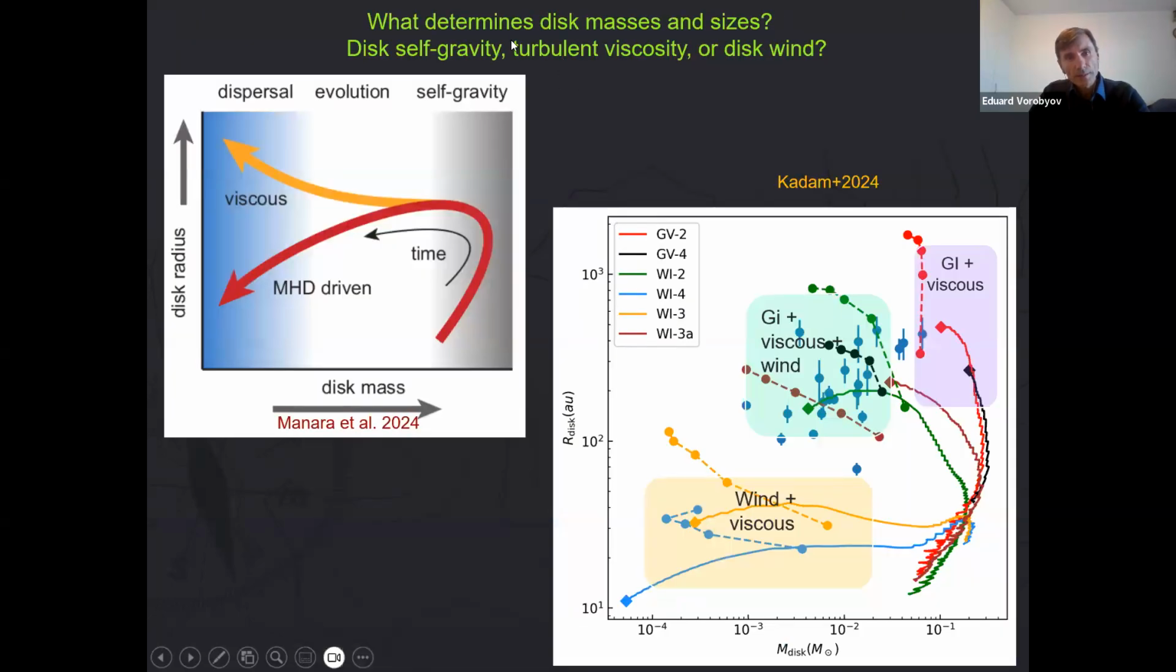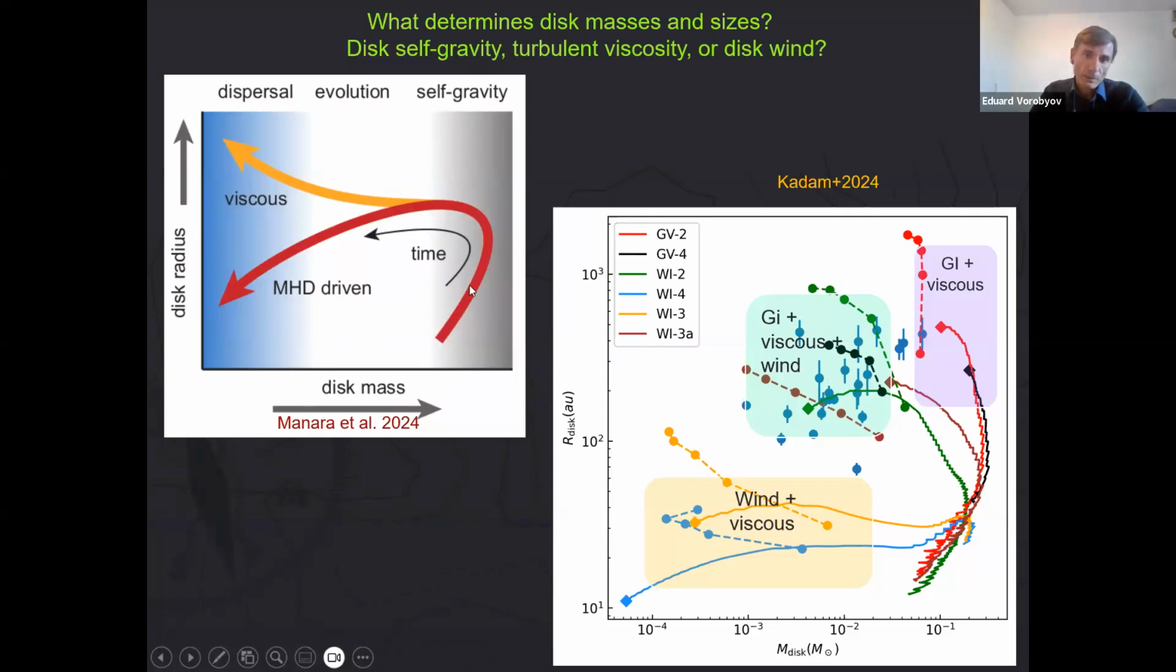Another nice application: we can study the evolution of disk masses and sizes and determine which physical processes determine these masses and sizes. That could be self-gravity, turbulent viscosity, or disk winds. This is a figure from the PP7 review paper.